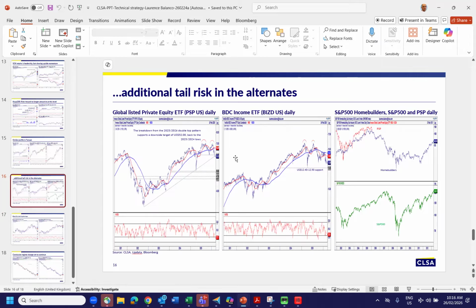So yes, this can become an issue, but it can take some time before the market pays attention to it. But there's more and more headlines now, warnings from Jamie Dimon and a few other hedge funds, warning about this space.